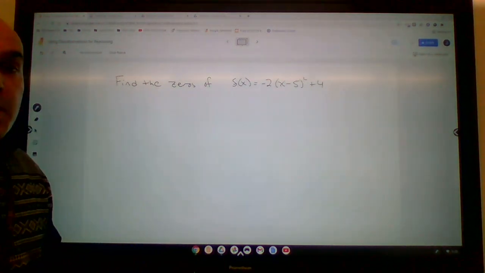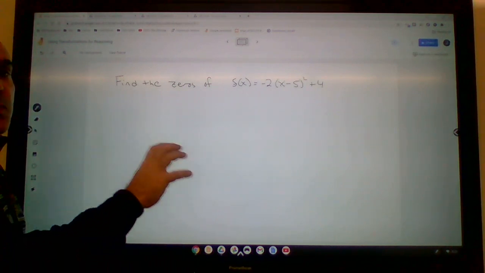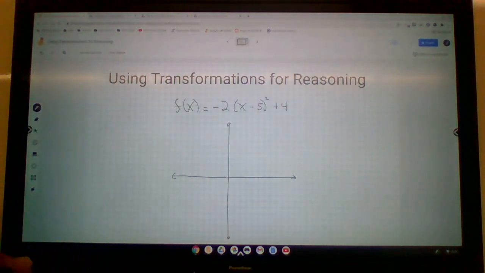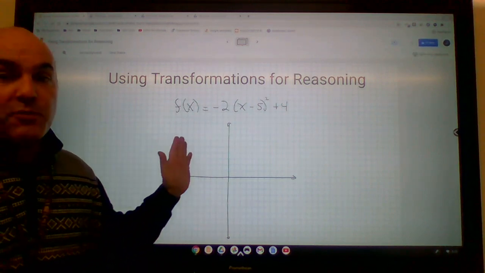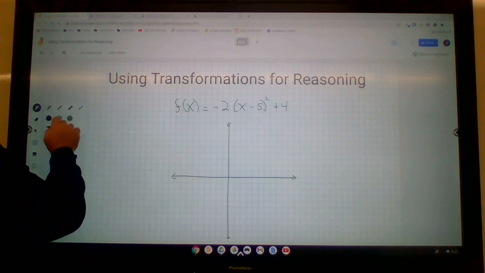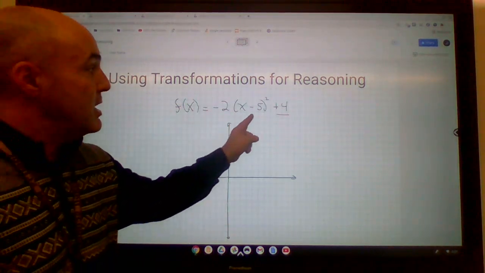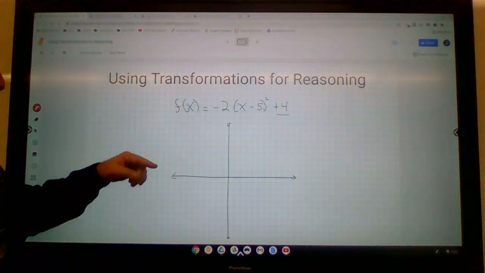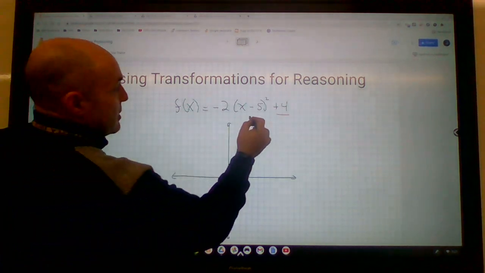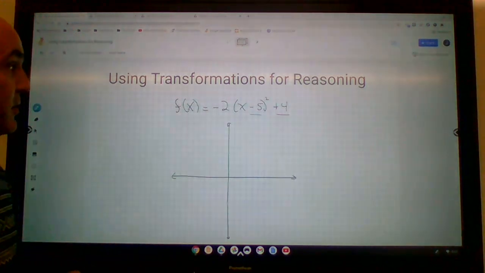So let's take a look from a transformation process to understand what would make sense for our answers when we actually do go and solve and find the zeros. So if we were thinking about this graphically, every piece of the equation controls some kind of a movement. Now, anything behind the function is going to control up-down movement. So this is going to be a +4 in our movement, and anything inside the graph is a left-right. So the -5 actually moves us to the right 5 units.